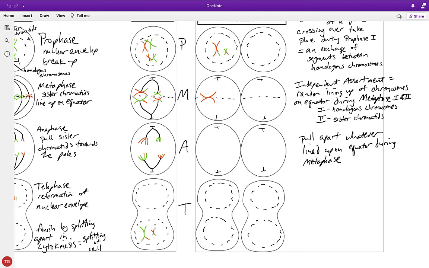Independent assortment means we're going to have a randomization, and in this case, it's going to be for the sister chromatids. We can get the green one on the bottom, we can get the green one on the top. So as we think about what happens next with our small chromosome, which is mostly green, we have a solid green sister chromatid, and then we have the green chromatid that shows the crossing over event and has that chunk of orange on it. Well, those could occur either way. I could have the crossing over bit on the top or on the bottom.